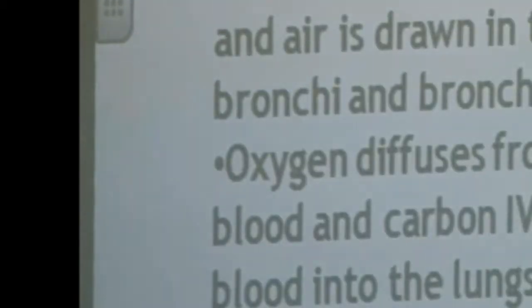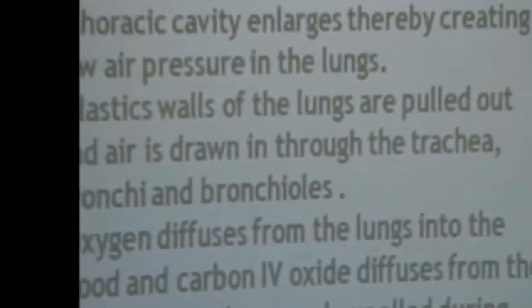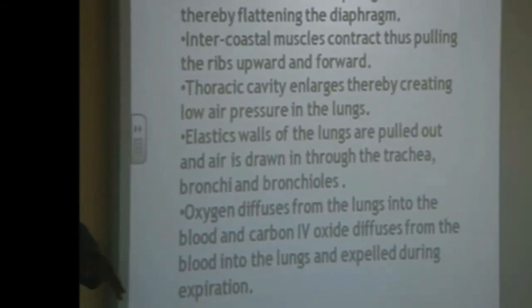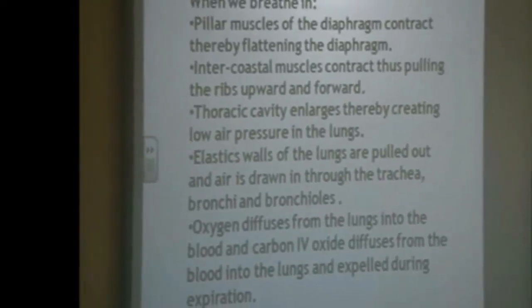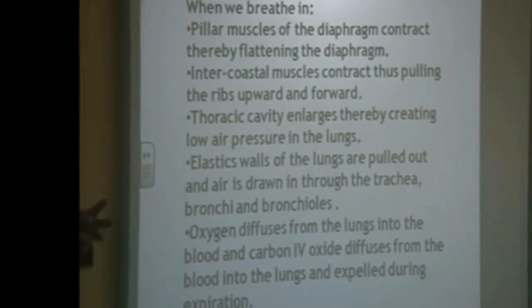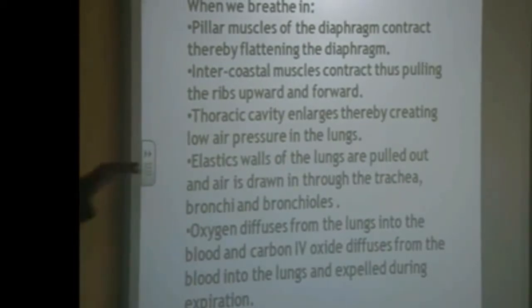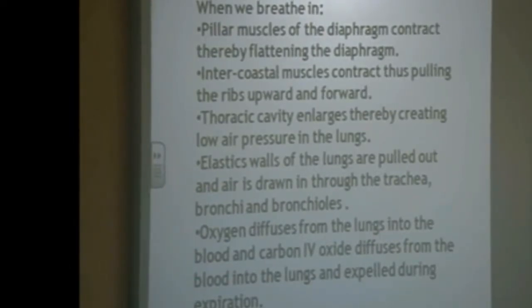Now, during inhalation, when you breathe in, the pillar muscle of the diaphragm contracts. Thereby, the diaphragm flattens out, like I've shown the other time. We also have the intercostal muscles contract, thus pulling the ribs upward and forward. The thoracic cavity enlarges, thereby creating low air pressure in the lungs. The elastic walls of the lungs are pulled out, and air is drawn into the trachea, bronchi, and bronchioles, which you have seen earlier.